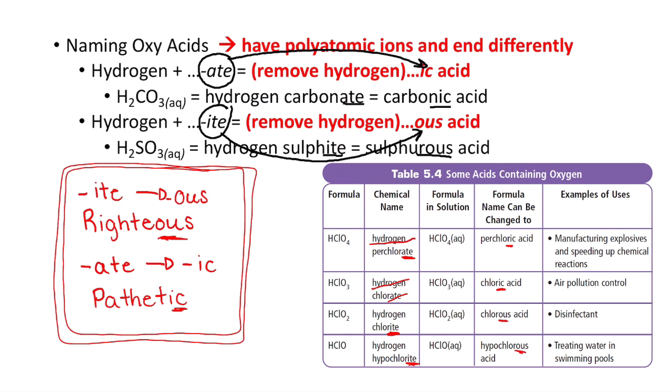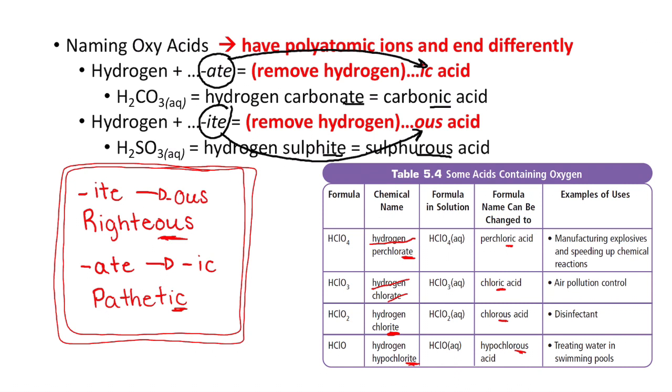To help you remember, there are some words you can use. These aren't a perfect fit, but they're fairly close. If you can come up with your own, feel free. Usually that will result in you remembering them better. For the ITE to OUS naming change, so for your polyatomics that end in ITE, like hydrogen sulfite, we use the word righteous to remember this. ITE sounds like right, and then it ends in the letters OUS, so righteous.